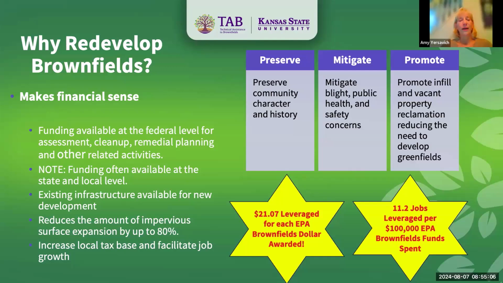Just to let you know that since 2002, when US EPA has been issuing grants for brownfields, 21.07 cents have been leveraged for each brownfield dollar awarded, and 11.2 jobs have been created for each $100,000 in EPA funds spent. So they're leveraging a lot of dollars and other benefits with this money. Next slide.